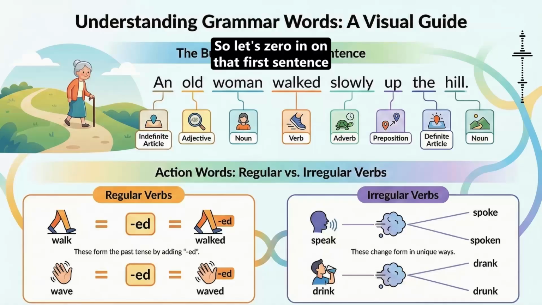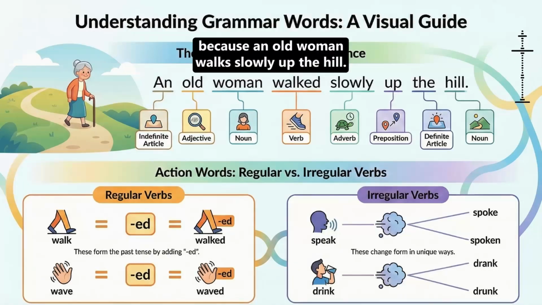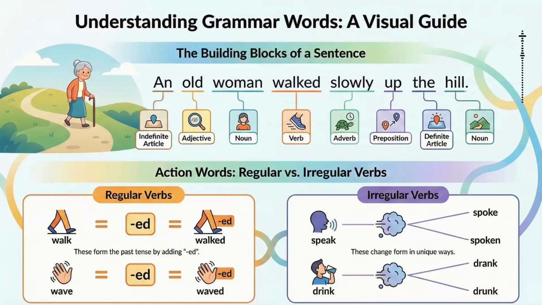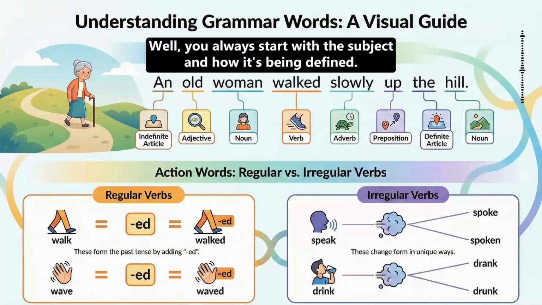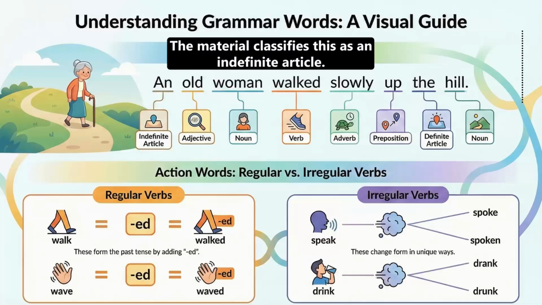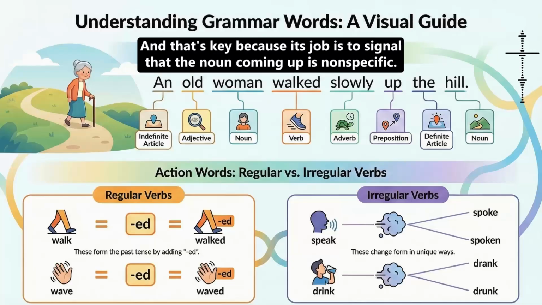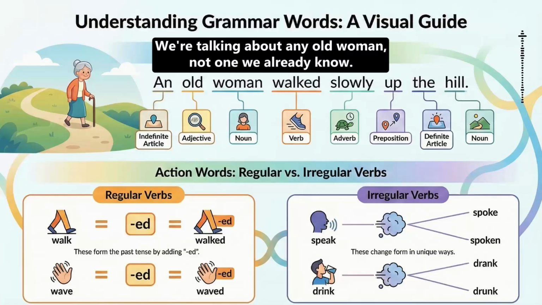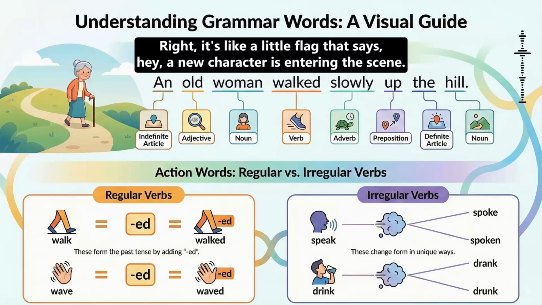So let's zero in on that first sentence: an old woman walked slowly up the hill. I mean, that one line is a grammatical powerhouse. Walk us through that breakdown. Where do we even start? Well, you always start with the subject and how it's being defined. The very first word is an. The material classifies this as an indefinite article. And that's key because its job is to signal that the noun coming up is nonspecific. It's being introduced for the first time. Yeah. We're talking about any old woman, not one we already know. Right. It's like a little flag that says, hey, a new character is entering the scene.